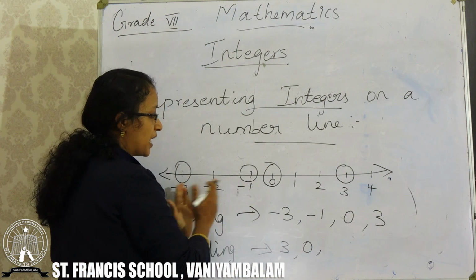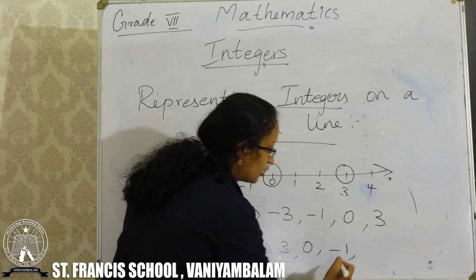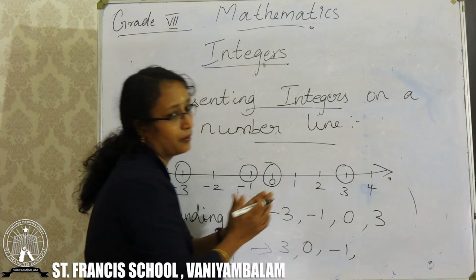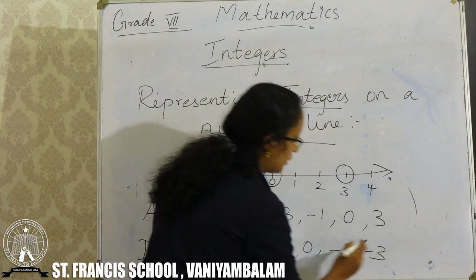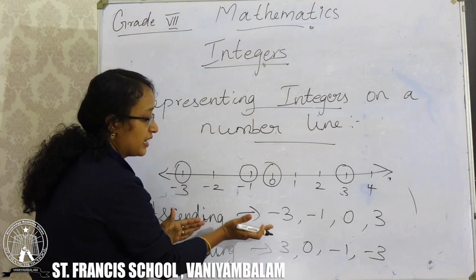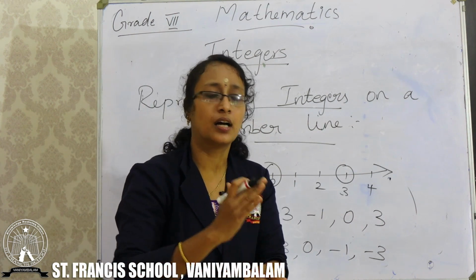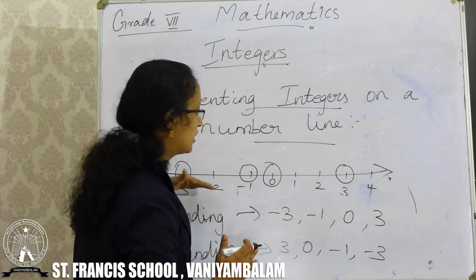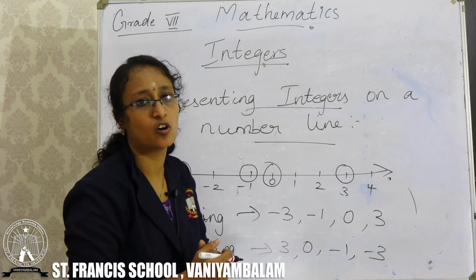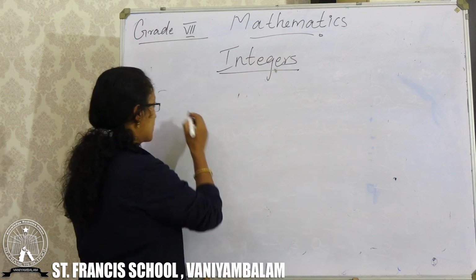So compare this -3 and -1. Which is bigger? You know -1 is bigger. I told you in negatives, the smaller digit, the smaller number, is your bigger one. Next, -3. This is how you will represent on the number line in ascending and descending order. If I point out some numbers on the number line, you can write the ascending order and descending order. Next, we'll study addition and subtraction of integers.